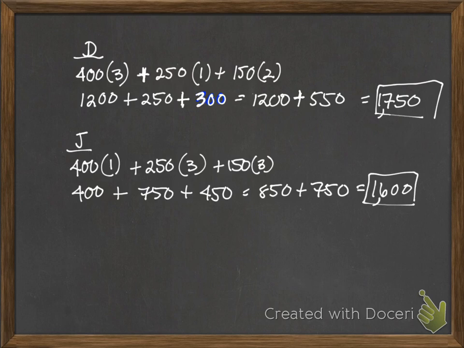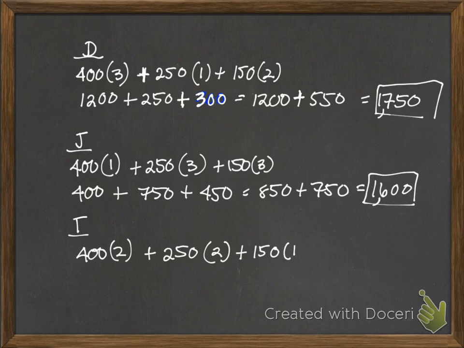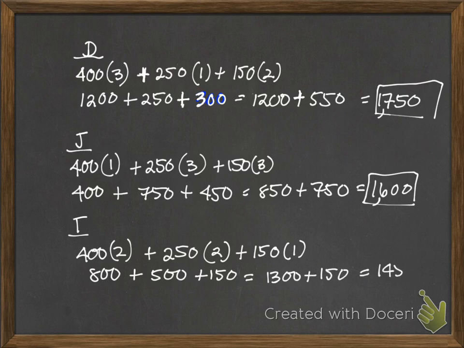The last person we have here is Justin Timberlake. Timberlake had 400 votes in second place, so it's 400 times 2, plus 250 of the votes were in second place, so 250 times 2, plus 150 votes were in third place, so 150 times 1. So 400 times 2 gives me 800, 250 times 2 gives me 500, plus 150. So this becomes 1,300 plus 150, and we get 1,450.